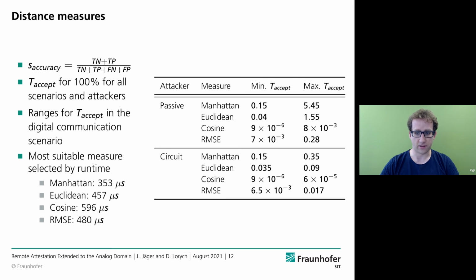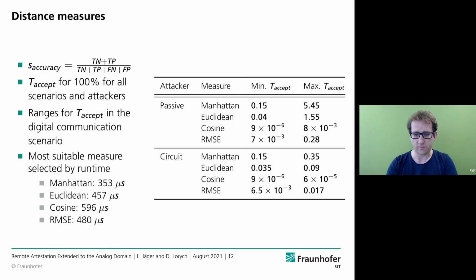And of that, I can give you a small excerpt on the right. This shows the ranges from the digital scenario for each of the measures with a passive and a circuitry change attacker. For the passive attacker, the range of a possible acceptance threshold is much larger, which means it's far easier to detect, which is what we already saw in the curves that I showed you. And the ranges for the circuitry attacker are always very small, which means it's difficult to detect, but you can still pick a value from the range and achieve an accuracy of 100%.